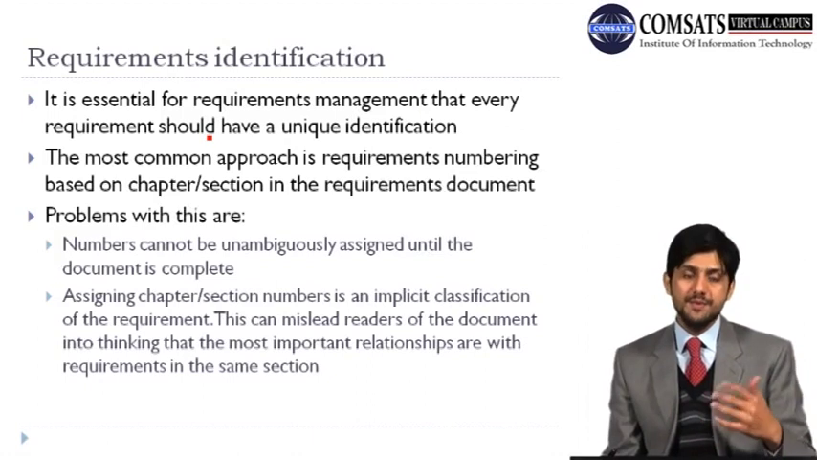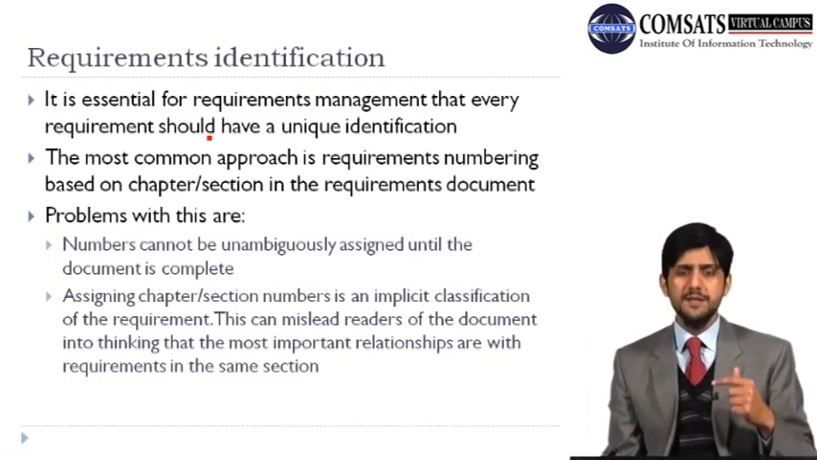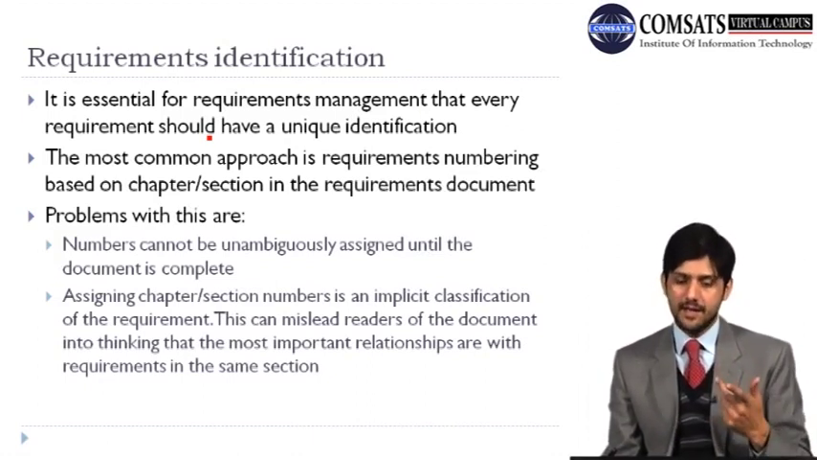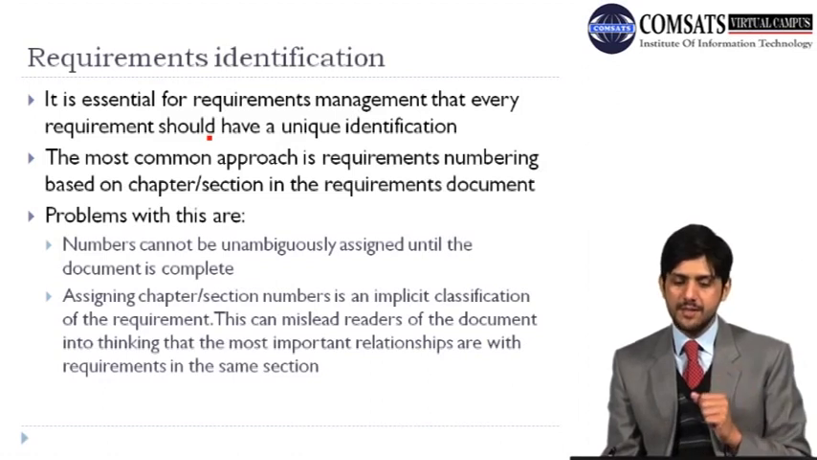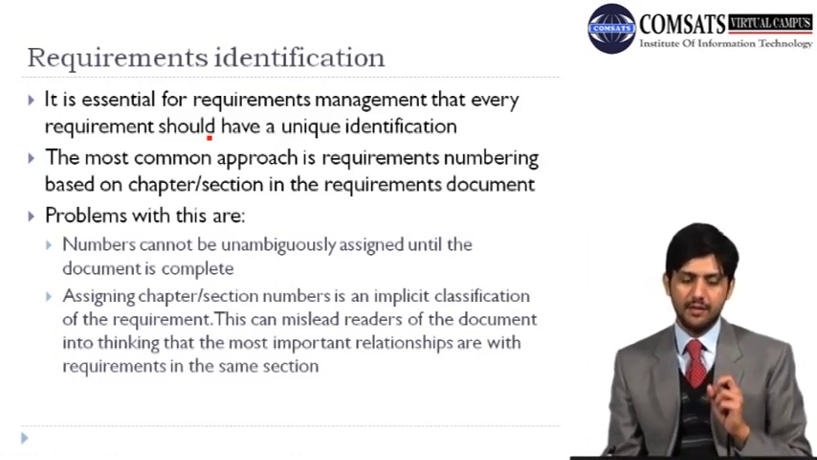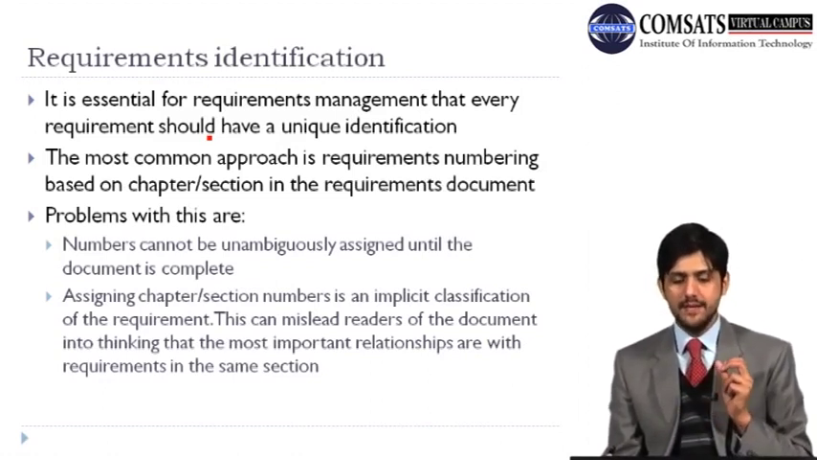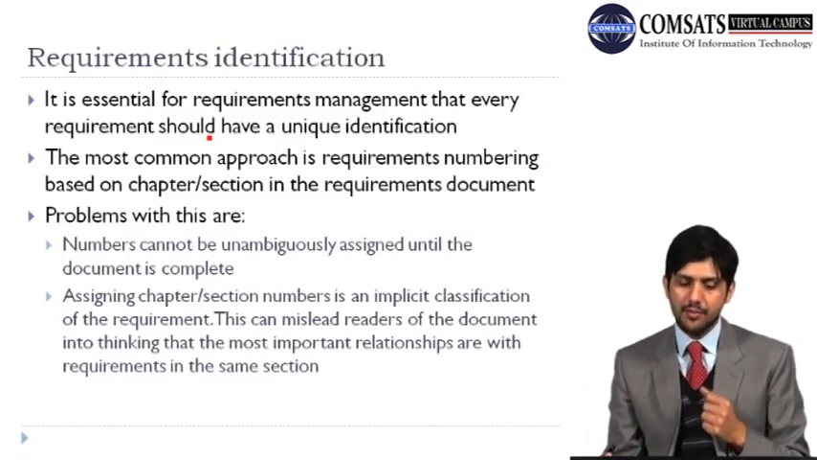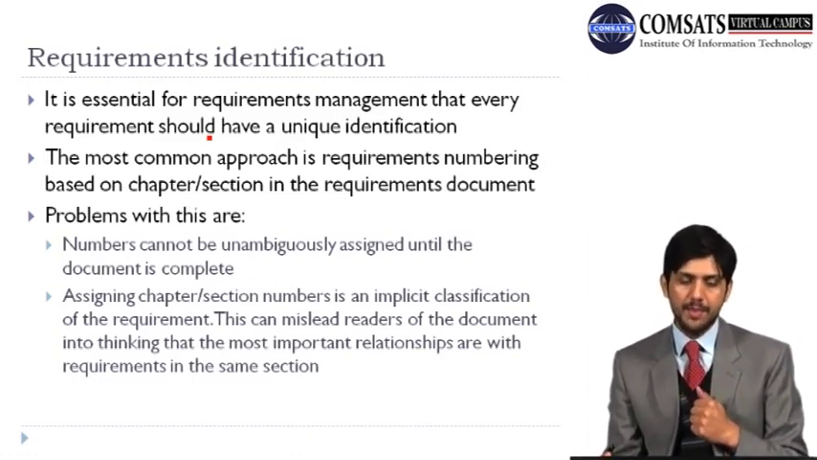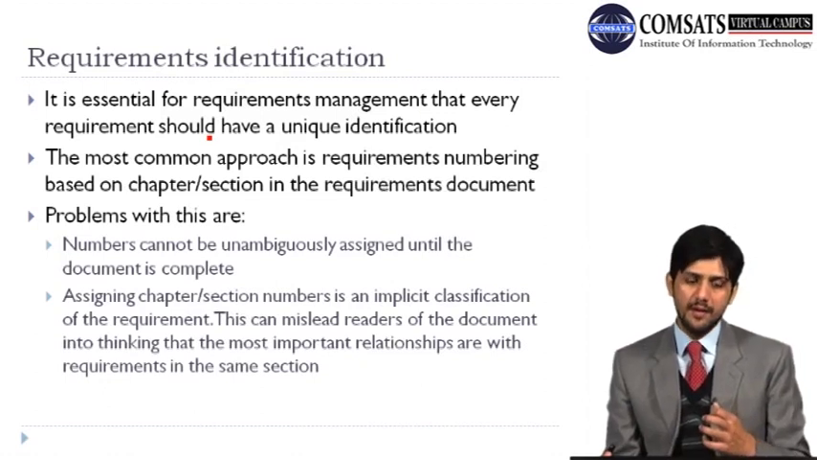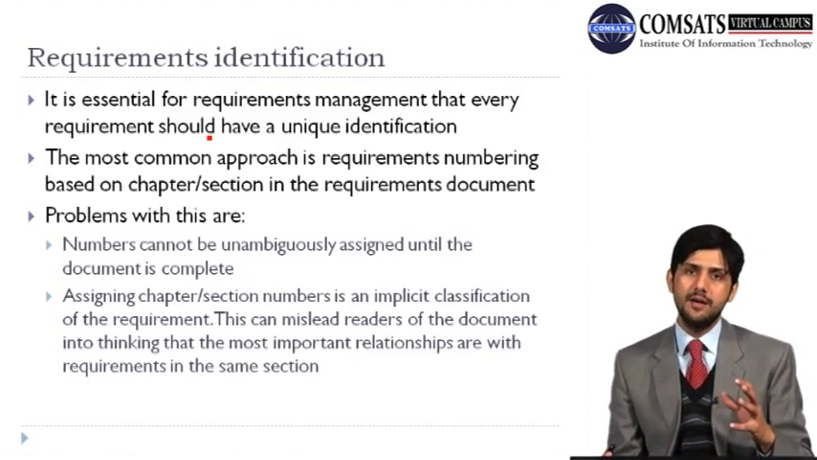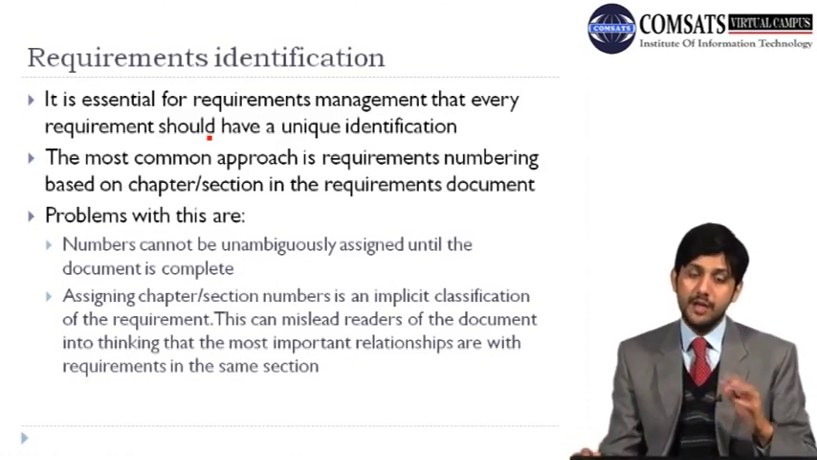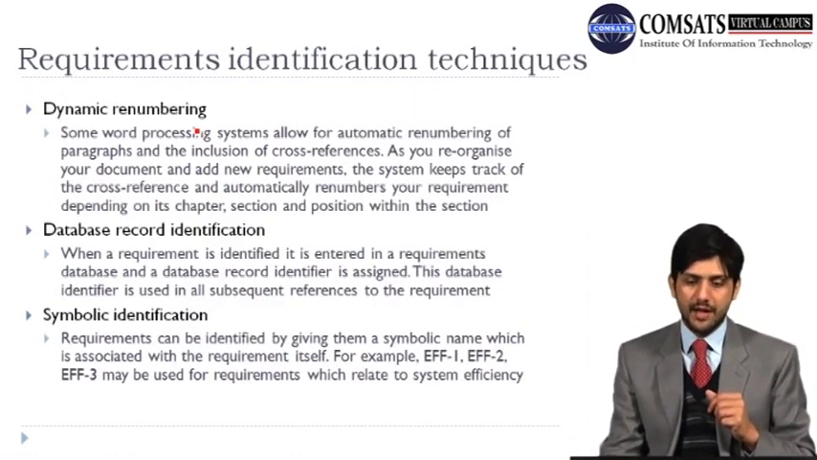So what are the problems with this? Numbers cannot be unambiguously assigned until the document is complete. Assigning chapter/section numbers is an implicit classification of the requirement. This can mislead readers of the document into thinking that the most important relationships are with the requirements in the same section. So normally there are a few problems with this numbering or requirement identification. So we need to be very careful when we are doing that.